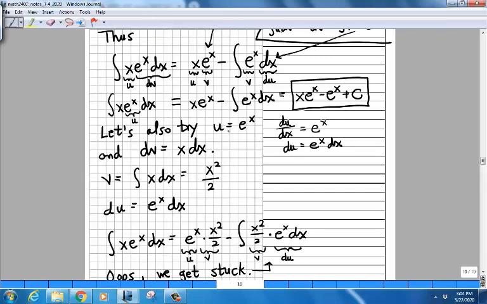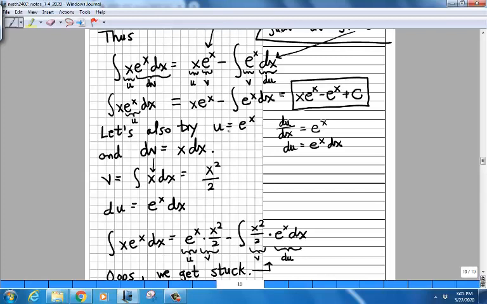Now, suppose dv was x dx. Remember, with our choice of dv, we want something that's easy to integrate, because when you integrate dv, you're going to get v back again. So let's see what happens when we integrate dv. When you integrate x dx, that's not too hard. That's going to be x squared over 2. So v is x squared over 2. That doesn't seem all that bad.